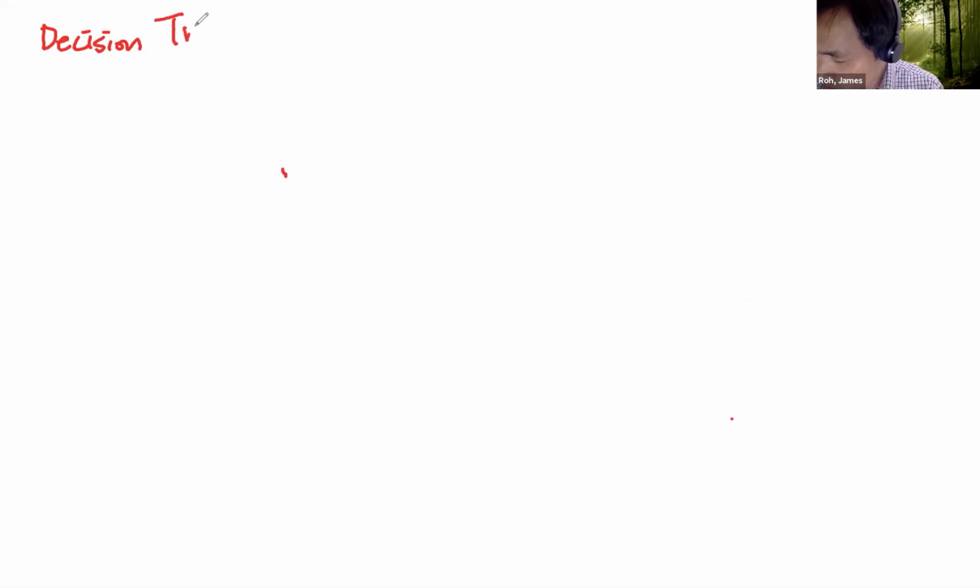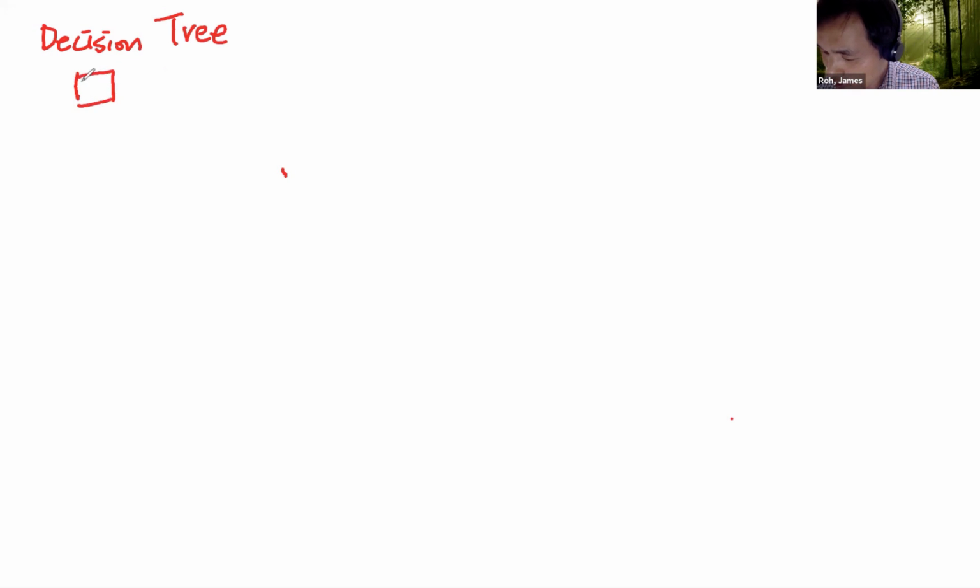0.3. That's what I want to do. So I want to now translate this table into a decision tree. That's what I want to do. So decision tree, first of all, you want to be aware of two symbols.